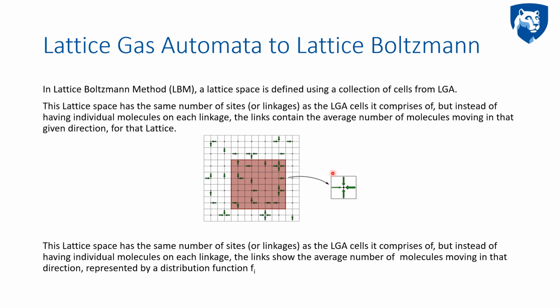we will use in the lattice Boltzmann simulation. Now here, instead of talking about individual molecules on each of the sites, we will talk about the average number of molecules moving in that direction. For example, this arrow right here represents the average number of molecules moving towards the right within the cells it comprises. And the same with this arrow, it shows the average number of molecules moving upwards or downwards, or this one towards the left.